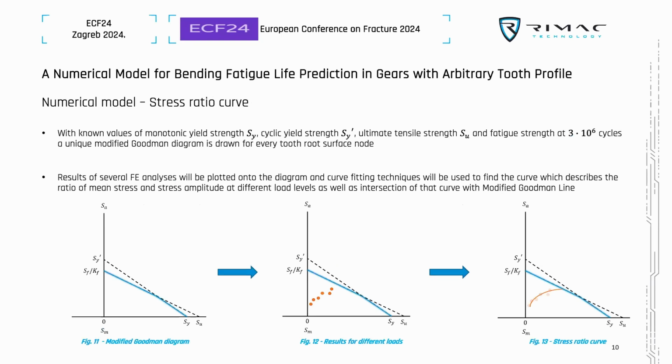So each node has a different SN diagram associated with it. Once this is done, we can construct a modified Goodman diagram for every tooth root surface node. And then we can plot results of several FE analysis at different load levels on a curve and do a regression analysis to find basically a line. Here it is drawn as an example. It will be a line which explains at different load levels the behavior between the mean stress and the stress amplitude. We do this because we cannot say in a gear that the mean stress is constant, nor the stress amplitude is constant, nor the stress ratio is constant, so we cannot take any of these assumptions. It is simply not the case.